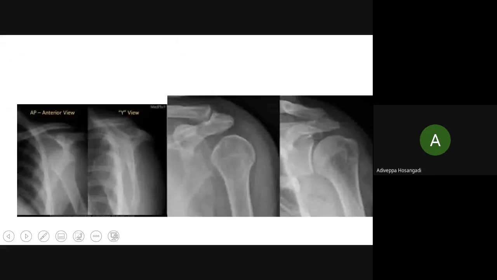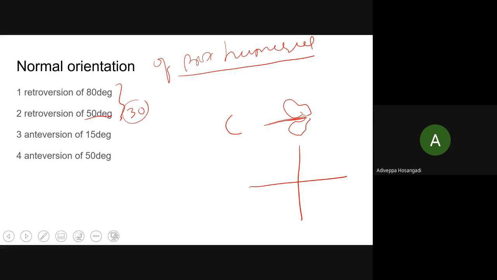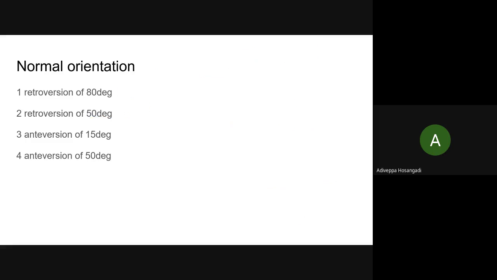So normal anatomy, I will show. Please remember this. This is very, very important: normal radiological anatomy. You should know a lot of things about normal anatomy. So what is a normal radiological anatomy? This is the glenoid and this is the humerus.